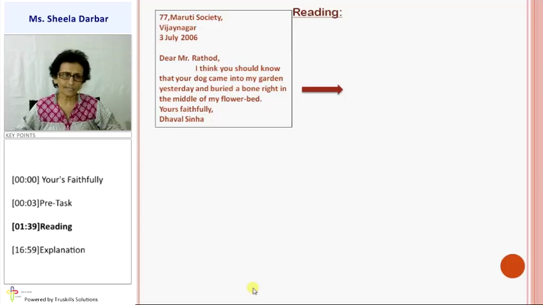Now let us see the letter. "Dear Mr. Rathod, I think you should know that your dog came into my garden yesterday and buried a bone right in the middle of my flower bed. Yours faithfully, Dhaval Sinha." See what he has written, yours faithfully.